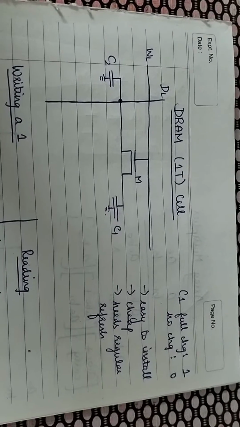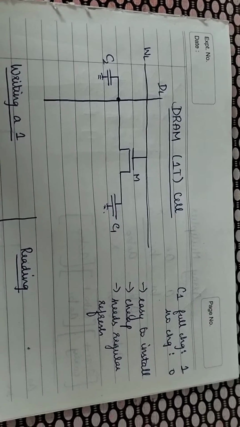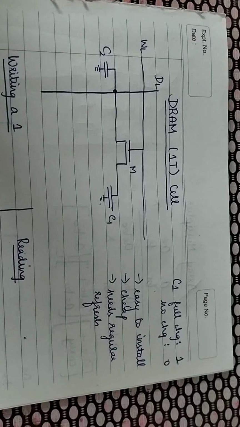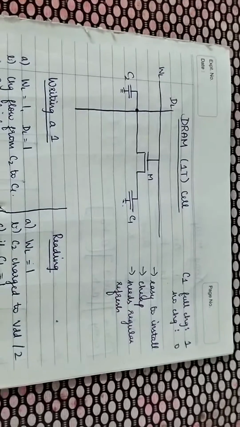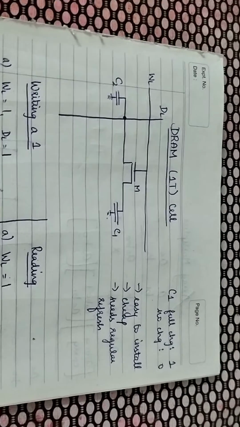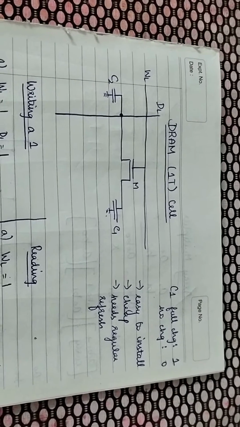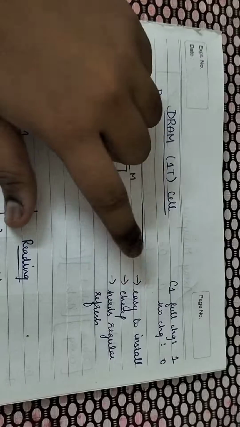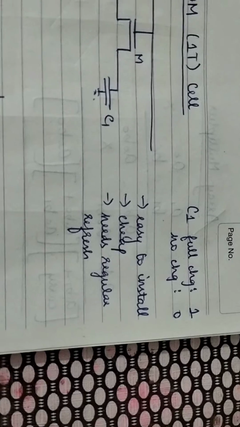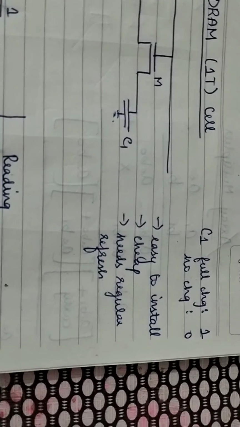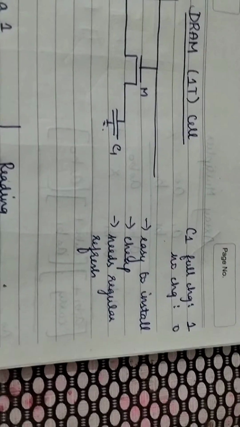So before we actually go into the circuit diagram and what this DRAM cell is made up of and so on, let's look at some of its features. Compared to your 6 transistor static RAM cell, the 1T DRAM cell is first of all easier to install. Secondly, it is less expensive. So these are its advantages. But on the flip side, its disadvantage is that it needs to be refreshed regularly.